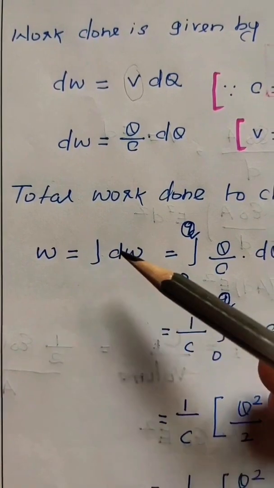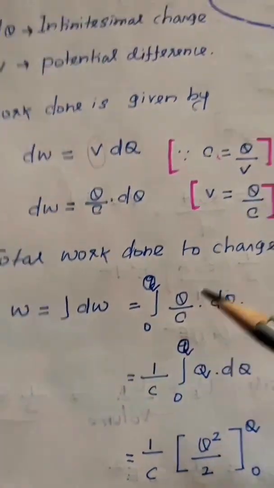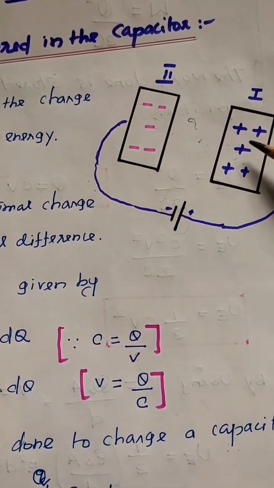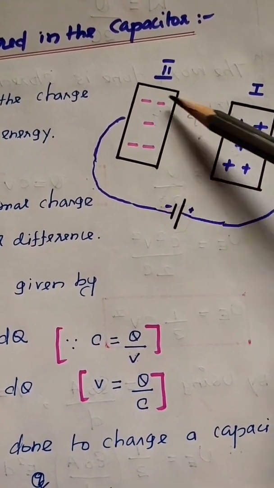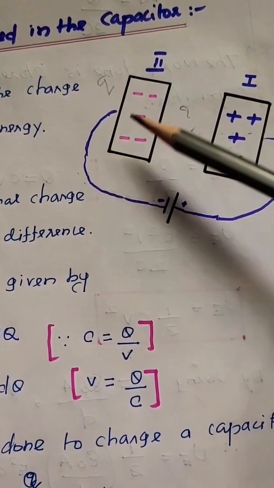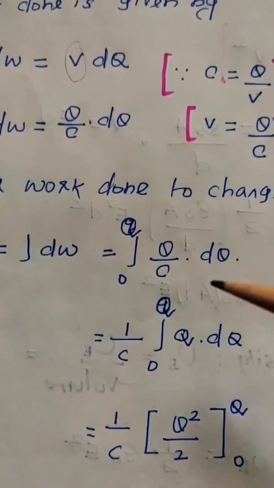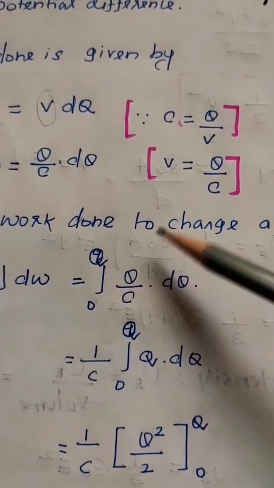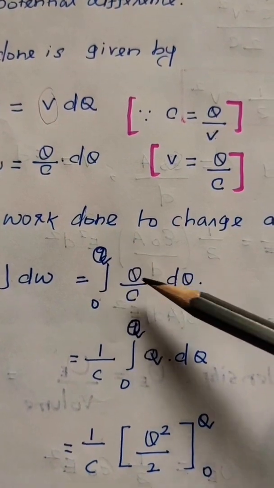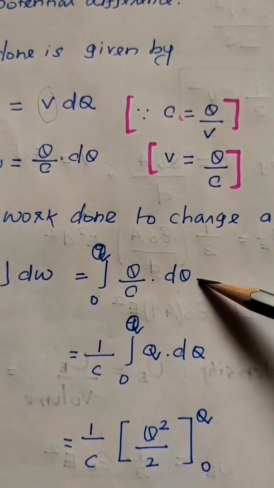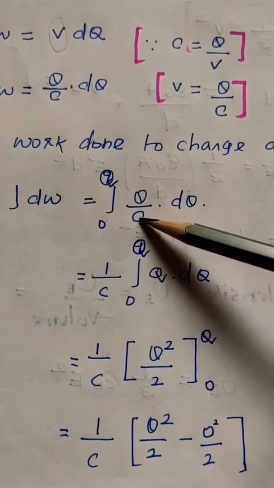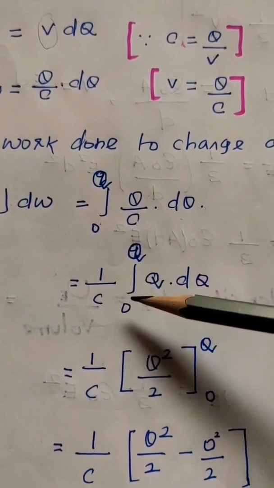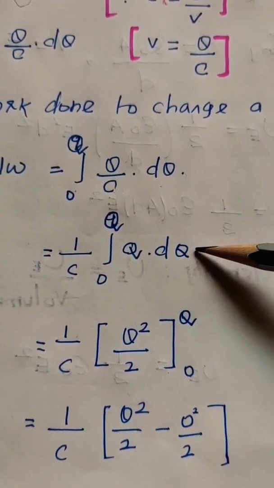We need W, so we integrate the terms of dW. In the beginning, there is no charge transferred from plate 2 to plate 1. Finally, the total charge Q is transferred from metal plate 2 to metal plate 1. So the limits are 0 to Q. W is the integral from 0 to Q of Q by C dQ. Here C is constant, so take it outside the integration. The remaining part is the integral from 0 to Q of Q dQ.